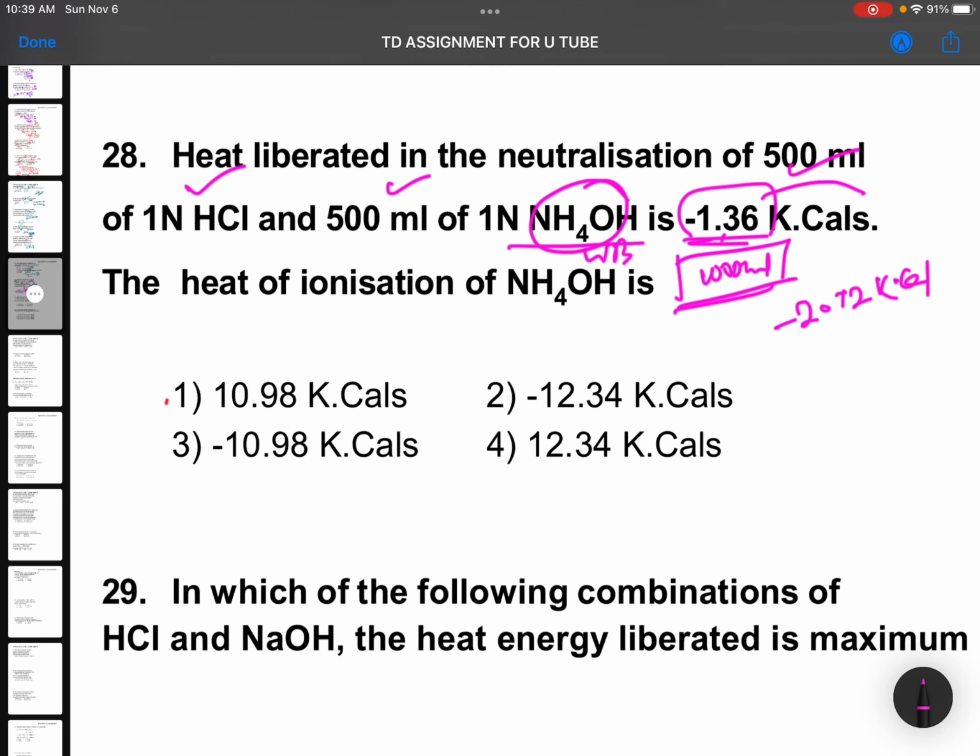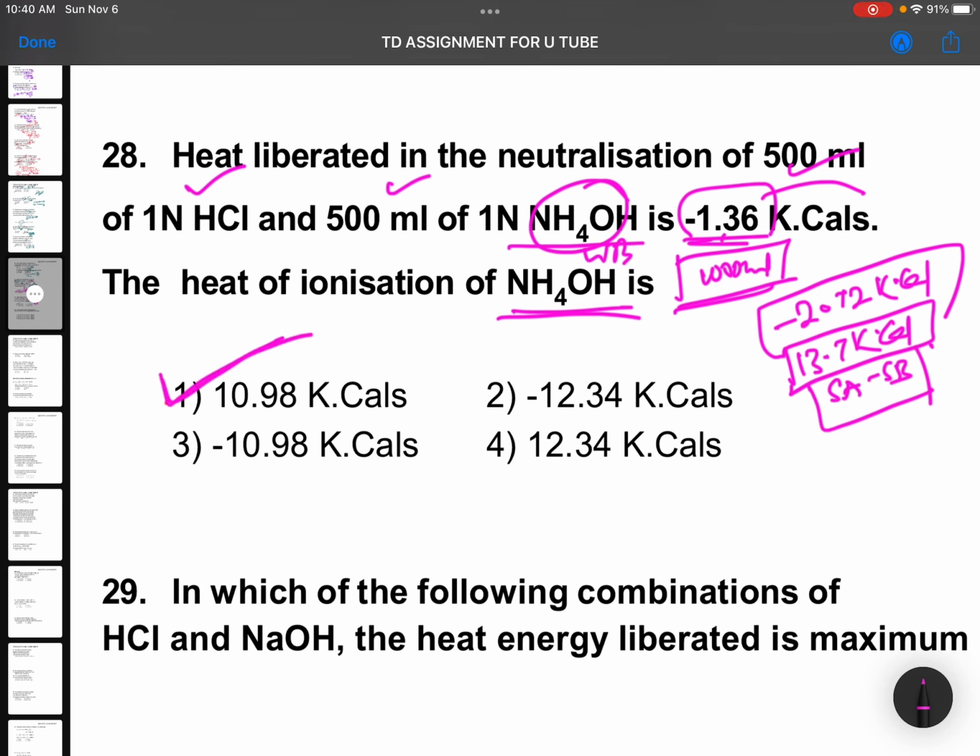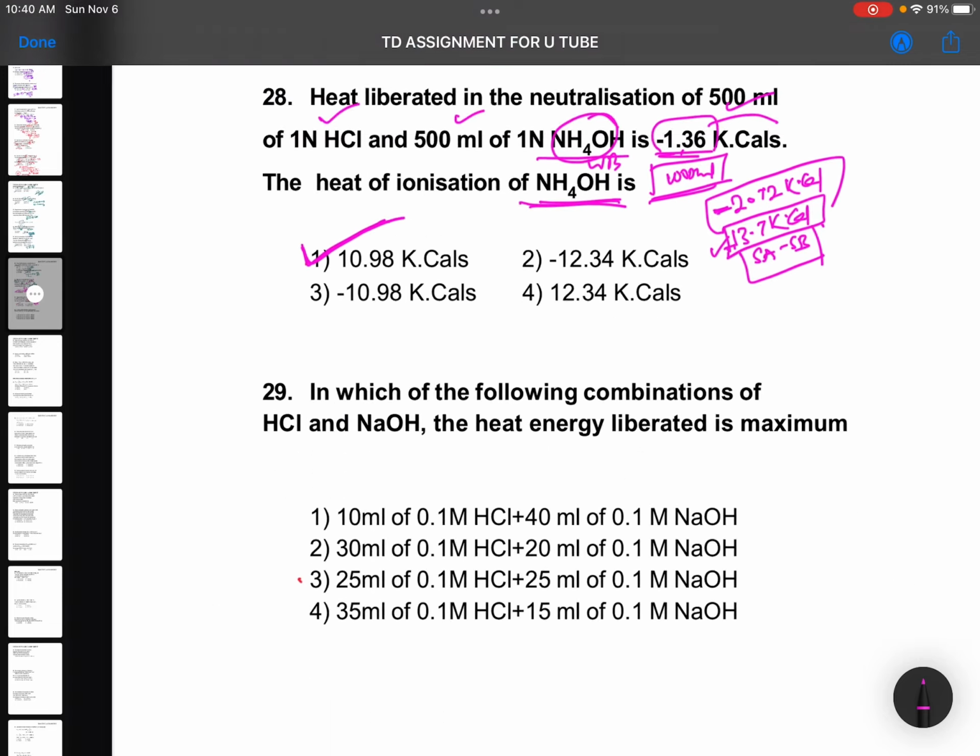But actually, how much energy are we expecting? 13.7 kilocalories we are expecting for a strong acid and strong base. How much less is there? Instead of 13.7, you got only 2.72, so approximately 11 kilocalories of energy is utilized for the ionization of this. Expected is minus 13.7, because energy released is always negative. But how much are you getting here? Minus 2.72. So the difference, 10.98, was wasted for NH4OH dissociation.